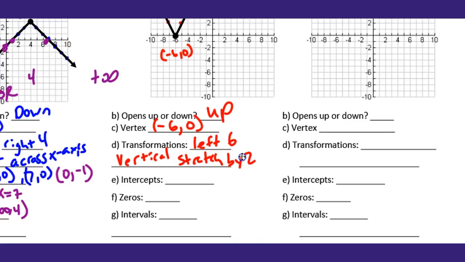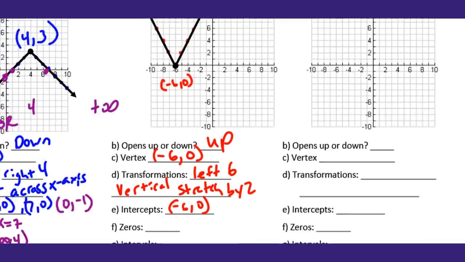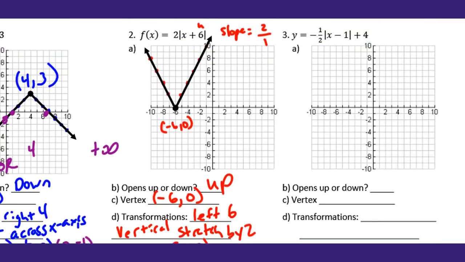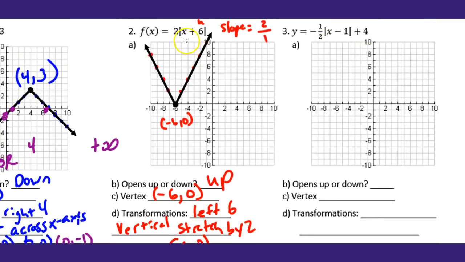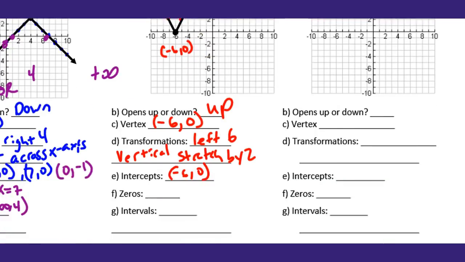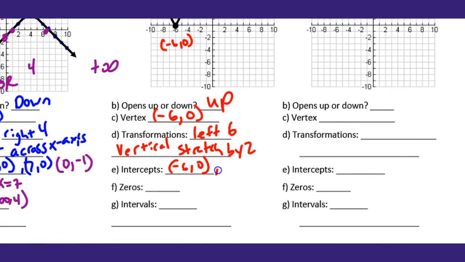Alright. And then we have intercepts. We only have this intercept right there, -6. That's our only x-intercept, excuse me, (-6, 0). For our y-intercept, if I made x 0, that'll be 0 plus 6 is 6. And then 6 times 2 is 12. So (0, 12). My y-intercept will be (0, 12).